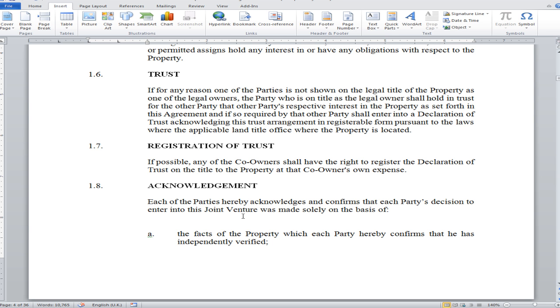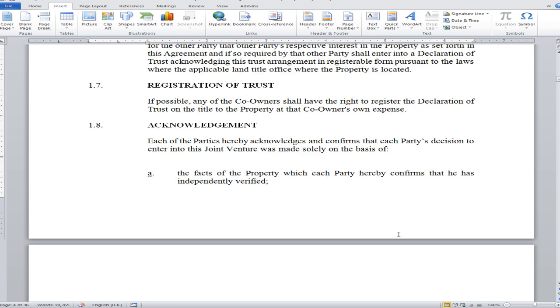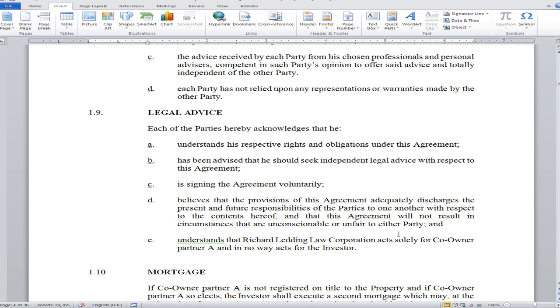So, acknowledgements. This is just basically saying what acknowledgements there are, and then legal advice. Each party hereby acknowledges that he understands their respective rights and obligations under this agreement, has been advised that he or she should seek independent legal advice with respect to this agreement, and is signing the agreement voluntarily. So you haven't been forced or coerced or anything like this.